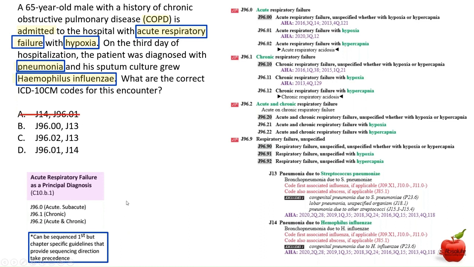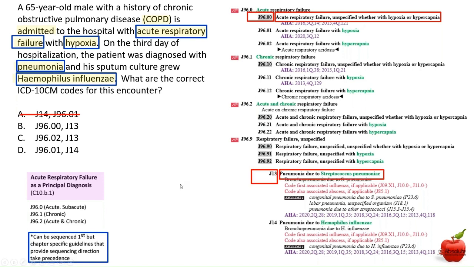We're going to eliminate the J14 just simply based on sequencing, because the acute respiratory failure can be sequenced first as long as there are no chapter specific guidelines that would provide any type of sequencing that would take precedence. So when we take a look here at J96.00, that is acute respiratory failure unspecified whether or not it is hypoxic or with hypercapnia. We know that's not the case, and so we're going to eliminate that.